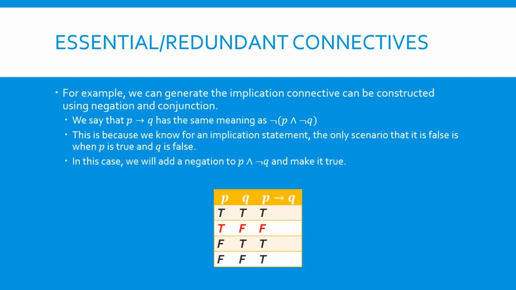We say P implies Q has the same meaning as not (P and not Q). This is because we know for an implication statement, the only scenario that is false is when P is true and Q is false. In this case, we will add a negation to P and not Q and make it true.